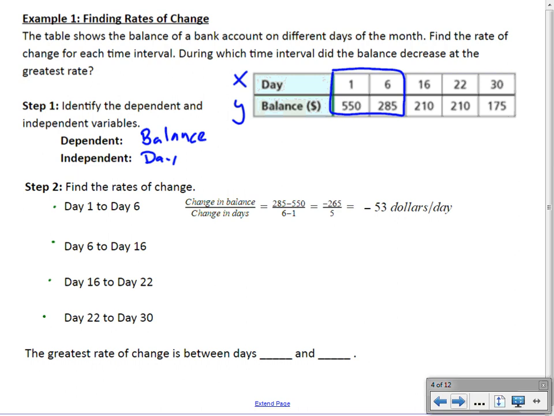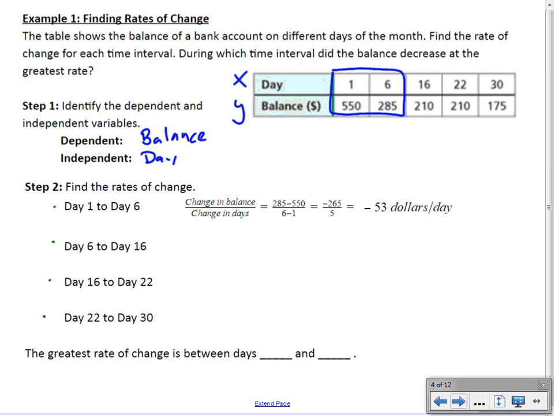I looked at my table. I took the change in y, the change in the balance. I did 285 minus 550. I did that divided by the change in days, or x, which was 6 minus 1. I simplified and I got negative 53.